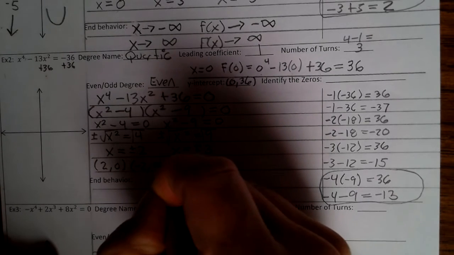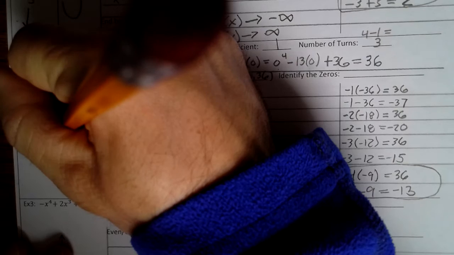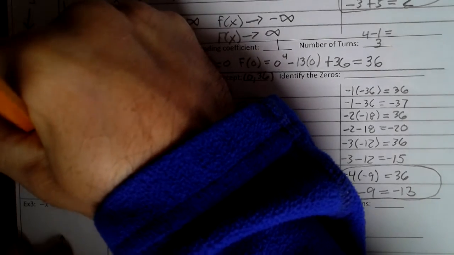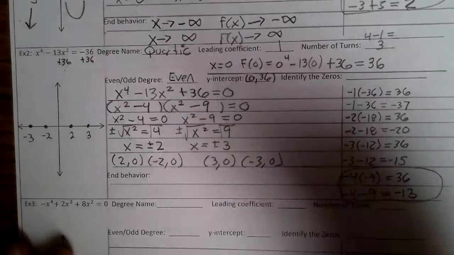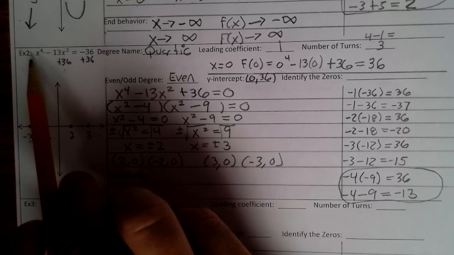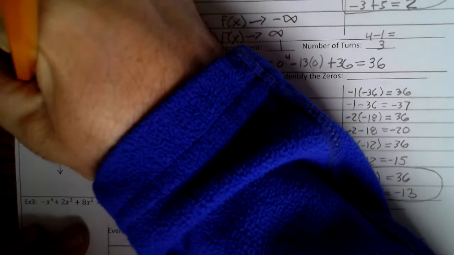So let's graph those. So we have 2, 3, and negative 2, negative 3. Now, we know from our notes that since the leading coefficient is 1 and it's x to the 4th power, so it's positive, so we know that it opens to the left and then opens to the right. Okay? So we know it opens here. We know it opens here. And it has 3 turns. So there's 1 turn, 2 turns, 3 turns.